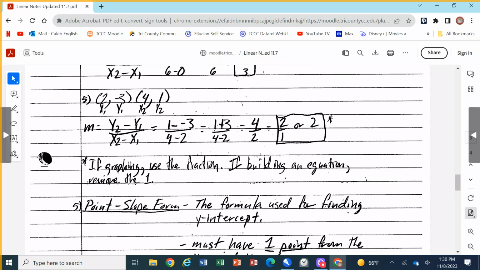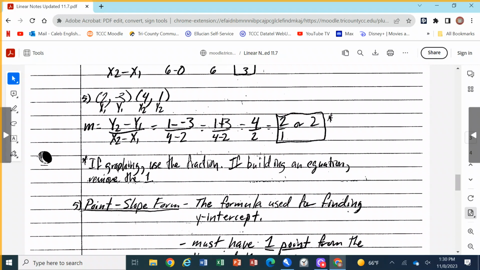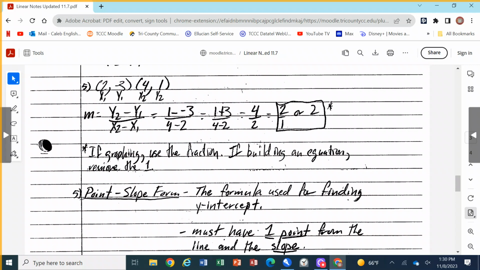If you're building an equation, remove the 1. Another reason why some of this might look pretty bad is because I keep having to update this and fix things on it. So some of these pages are a copy of a copy, and you know how that goes, right?